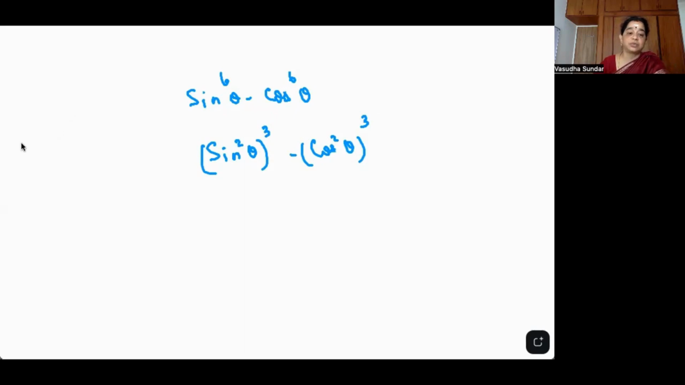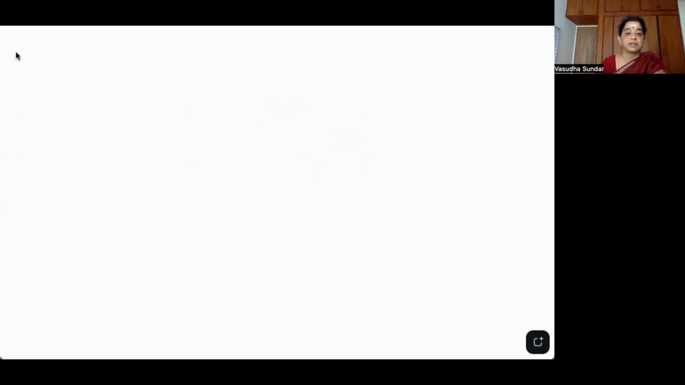You have to be very thorough with all your algebraic identities. They play a huge role in trigonometry and calculus. That's one point. The next point, whenever you have square roots, for example, you have (1 plus sine theta) by (1 minus sine theta). So how do you solve this?